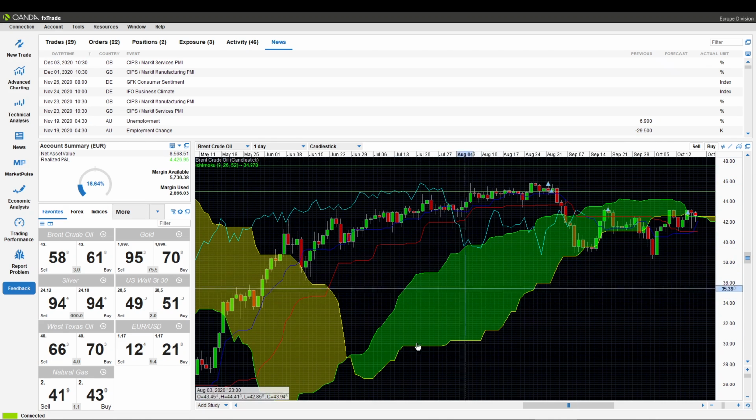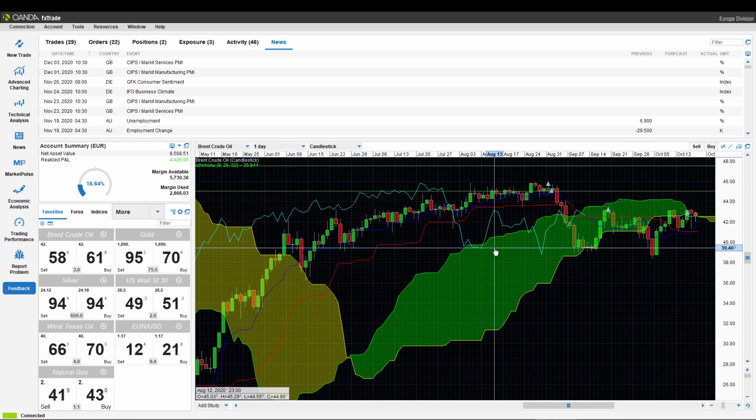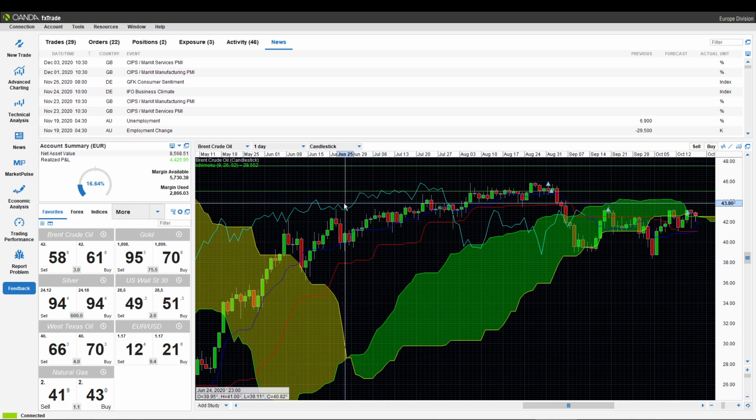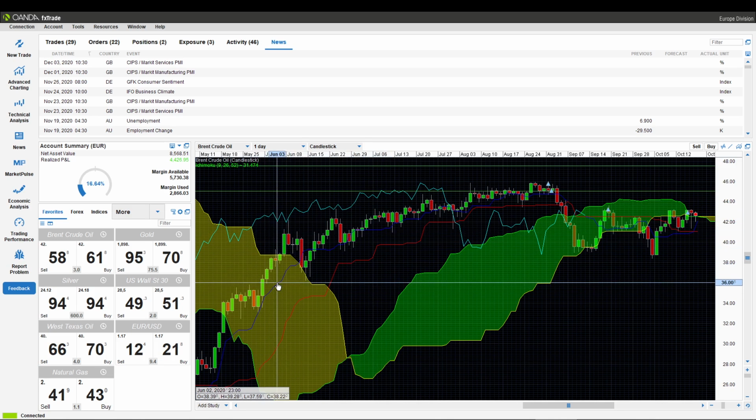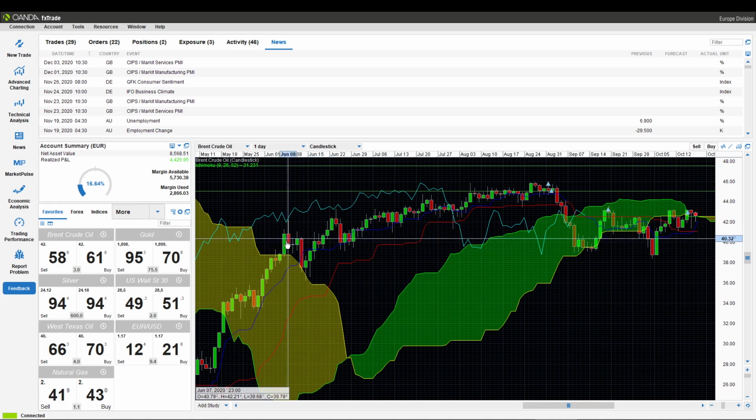For my personal preference, I use the Ichimoku Cloud. I'm not sure if you have already seen my video, but I use the Ichimoku Cloud the following way. When the prices are above the cloud, I generally buy. When the prices are below the cloud, I generally sell.